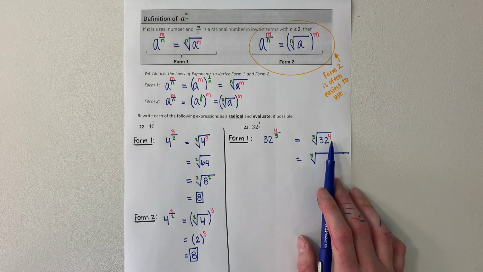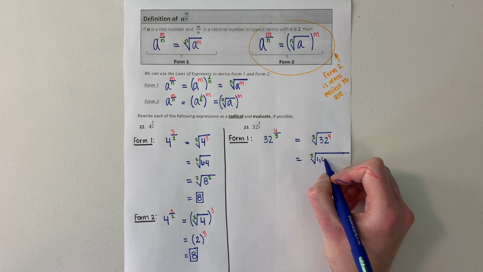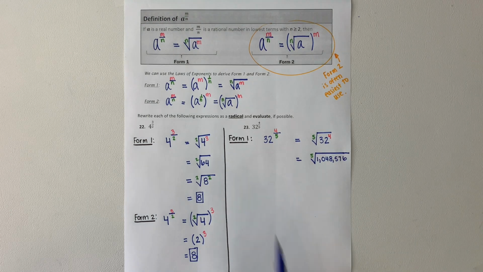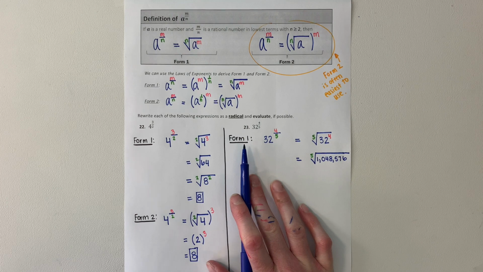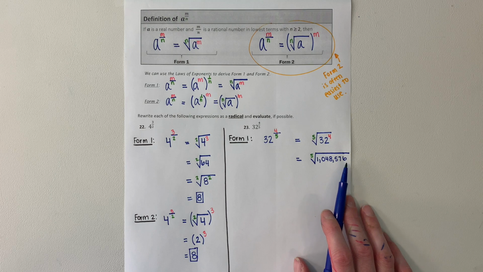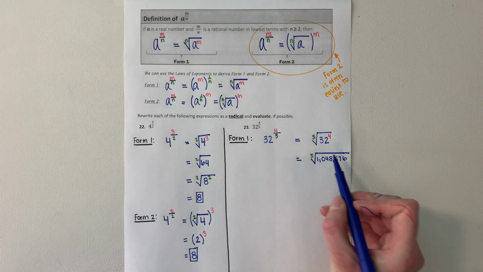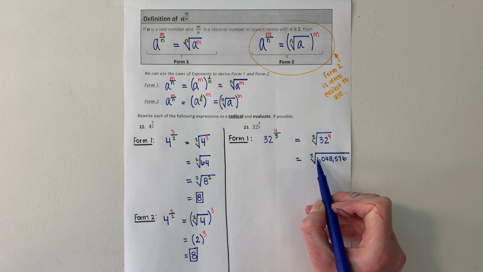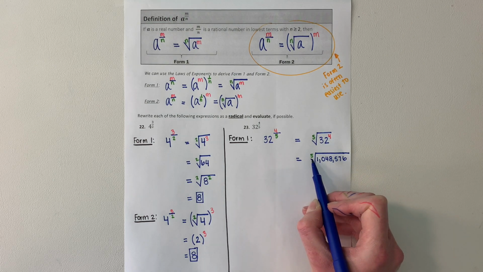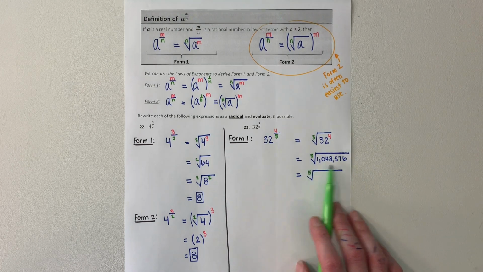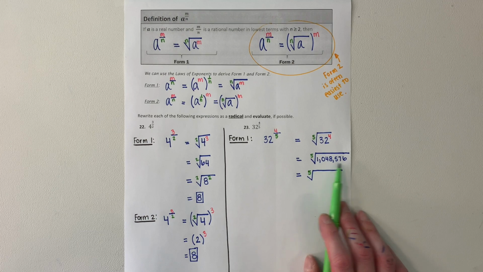If you compute 32 to the 4th, you get 1,048,576. This is why form 1 is often the harder form to use, because if you use form 1, you can end up with very large numbers underneath the radical. If we proceed to try to solve this, we would like to rewrite this number as some quantity to the 5th, because then the 5th root and the 5th exponent would match and they'd cancel. So it probably will take you a while on your calculator to figure out how to rewrite this number as some quantity to the 5th.